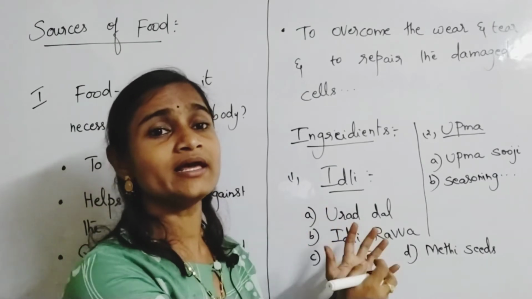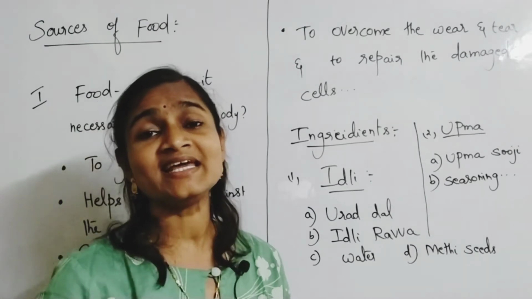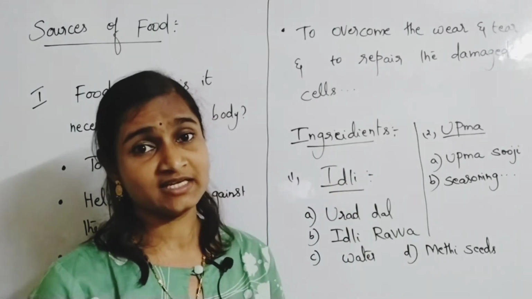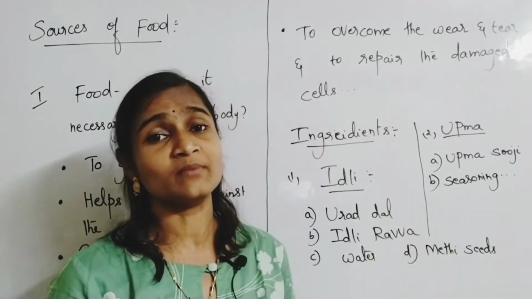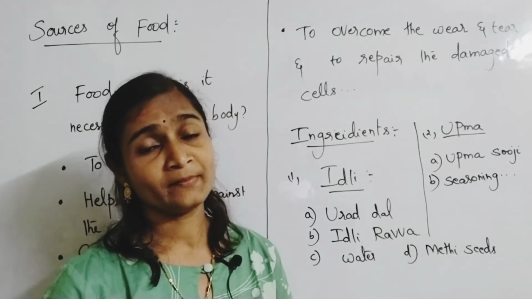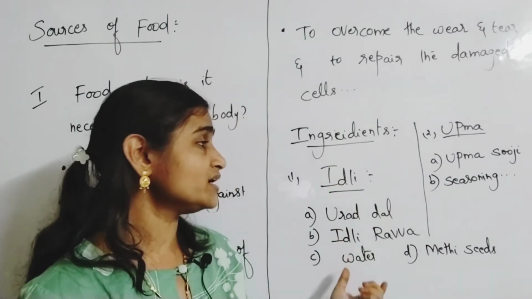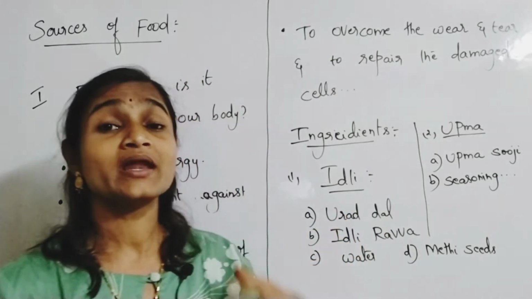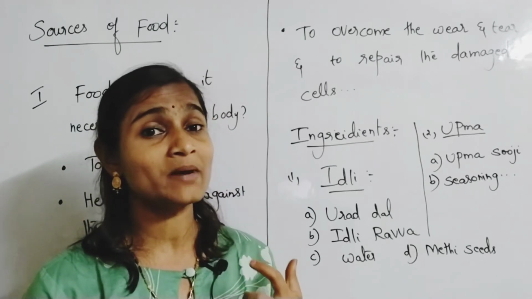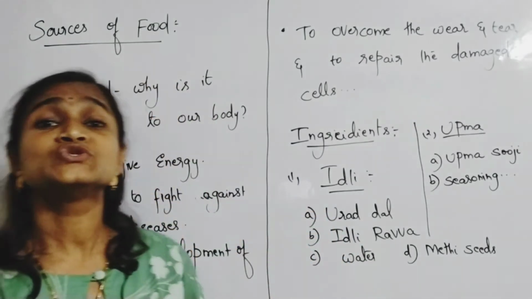Not only idlis and upma, but puri, whatever it may be. First of all, just eating and knowing the importance is not enough. What are the ingredients present in it, and where do those ingredients come from? You need to know about the sources also. If you want to make one food item, you require many ingredients, so to get those ingredients, we have to know about the sources. That is the topic for today, sources of food.